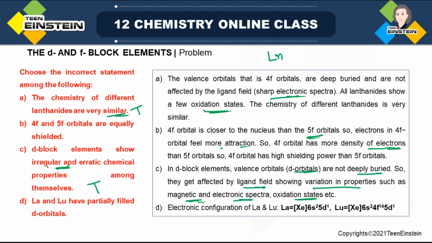The last statement is again related to lanthanides. La and Lu, that means lanthanum, the first element, and lutetium, the last element, have a partially filled d orbital. Now see, this is the electronic configuration for La. After xenon, it is 6s2 5d1. After xenon, for lutetium, it is 6s2 4f14 5d1. Here it is 4f0. So this is the last element, but in both cases, 5d contains only one electron. That means it is partially filled. So this is also true. So the incorrect statement is the second statement. Fine. Any doubt?